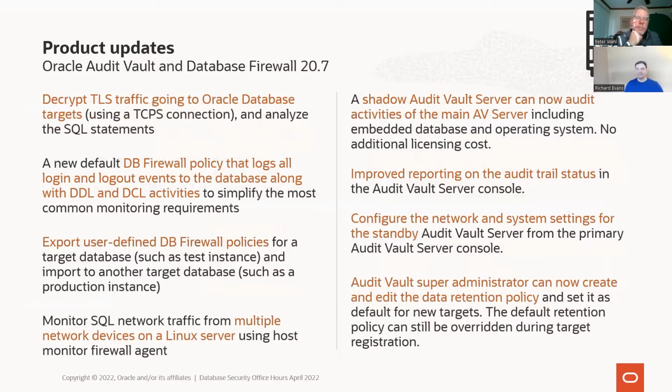Another update here is Audit Vault and Database Firewall released 20.7. And this has a lot of neat things. This is just a highlight. I believe next month, Nazi is going to talk about the new things with ADVF 20.7. Some of the highlights: being able to decrypt TLS traffic going to Oracle databases, and being able to export database firewall policies from one target and bring them onto another. There's also a shadow Audit Vault server that monitors Audit Vault activity and is embedded at no additional cost, and some additional reporting capabilities too.